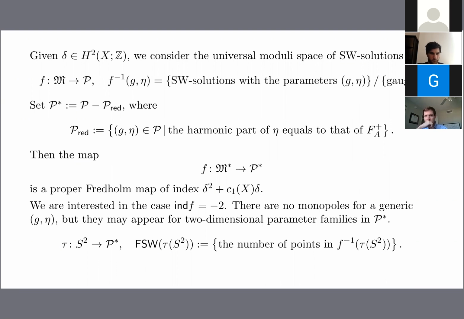Now there is a piece of the parameter space we will remove. We will remove those pairs of metric and perturbation form for which the harmonic part of the perturbation equals that of the self-dual part of some curvature form related to the spin structure and metric. It is some submanifold of the parameter space. So when we remove it, what we get is a nice space. We call it P star. And there is a theorem that says that when we restrict ourselves to P star, the projection is a proper Fredholm map of known index.